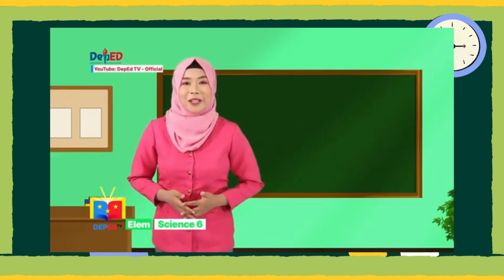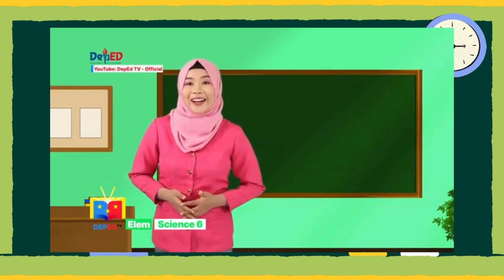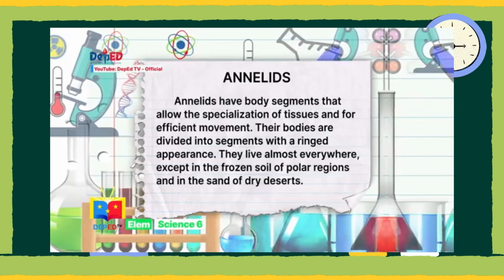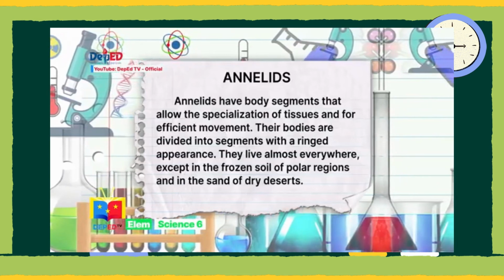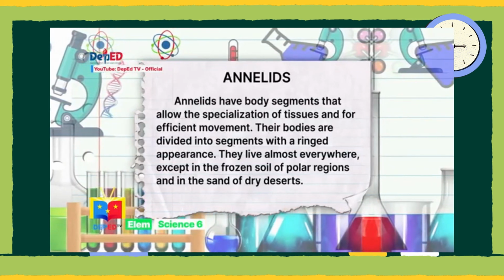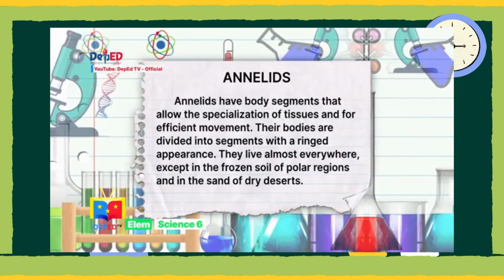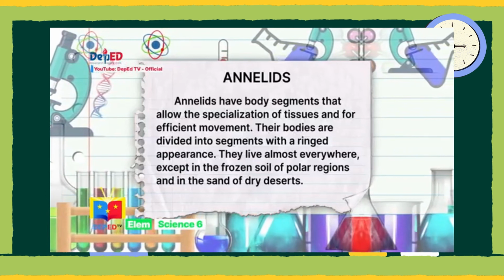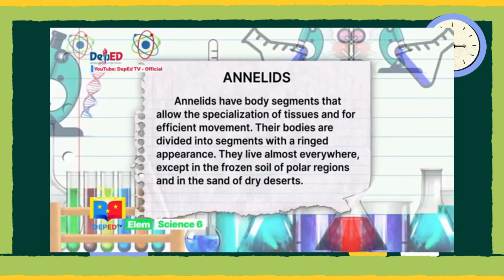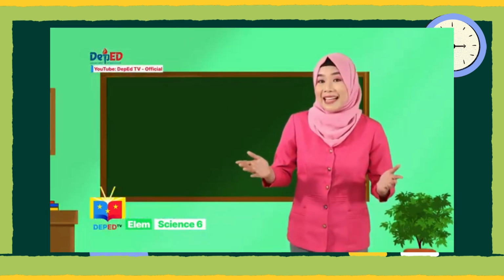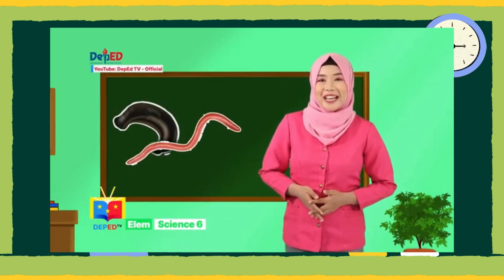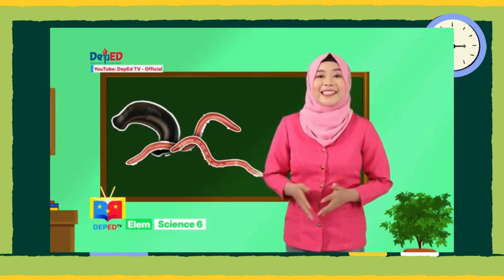Now, it's time to learn more about the annelids and their characteristics. Annelids have body segments that allow the specialization of tissues and for efficient movement. Their bodies are divided into segments with a ringed appearance. They live almost everywhere, except in the frozen soil for polar regions and in the sand of dry deserts. The examples we have for annelids are earthworms, leeches, and logworms.